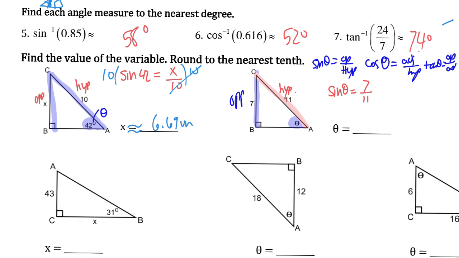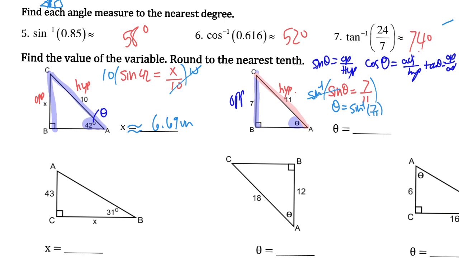You're like, how do you solve this? Well, if you want to find theta, you have to get rid of the sine. How do you unsine something? We're going to do the inverse sine of both sides of the equation. So that cancels out the sine, and you end up with theta. On the right side, you're going to do inverse sine of 7/11.